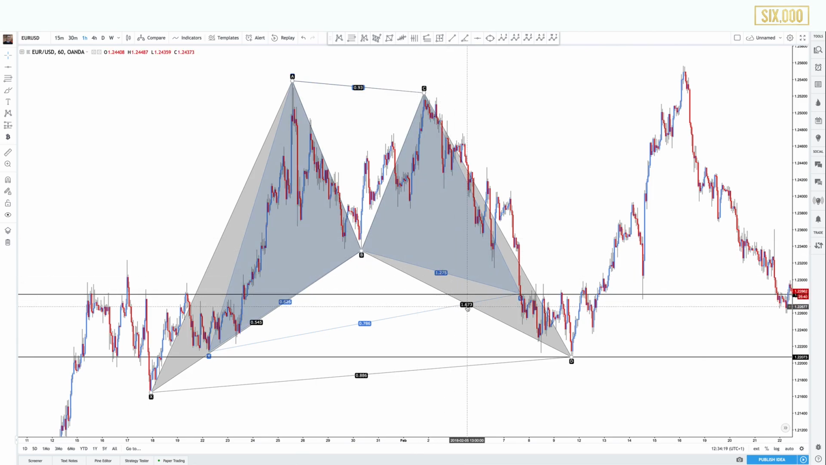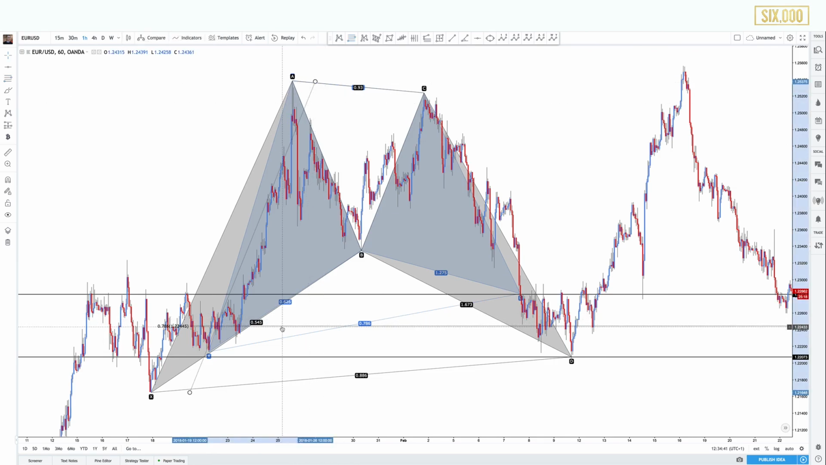The bat pattern meets the minimum 1.618 for the D, or the BC projection for the D point. We've also got the 0.886. For the B point, we really don't want it to exceed 0.55. We want it to be lower than that. Like I said before, we want it to be as close to these ratios as possible.